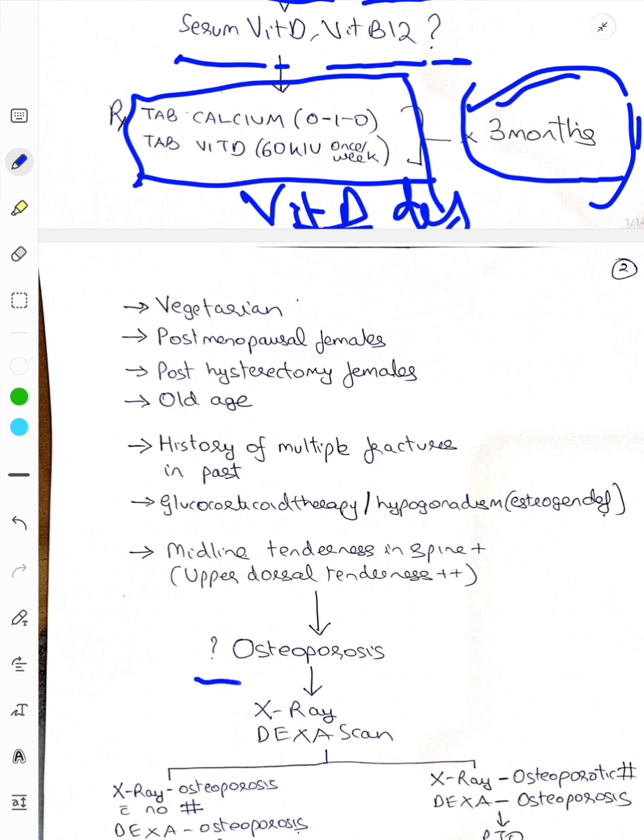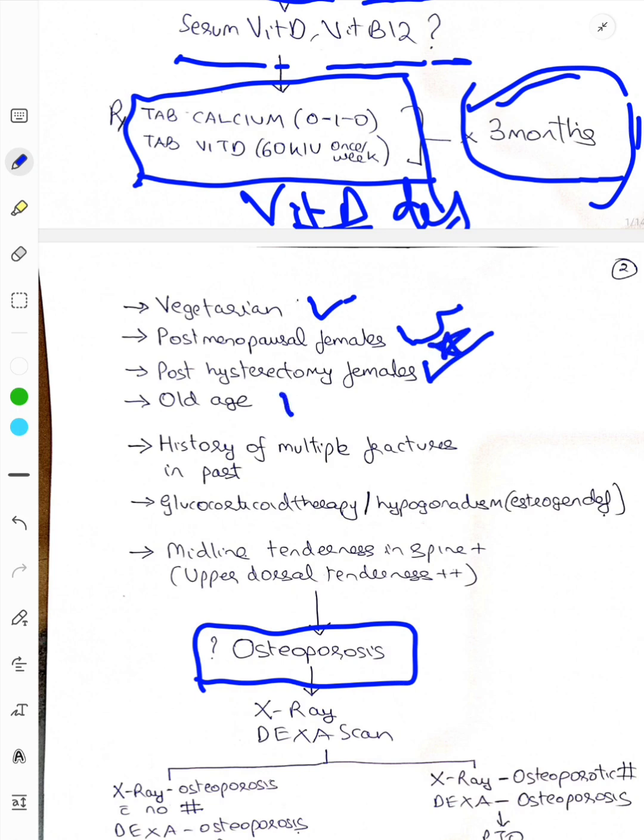The next case we are going to discuss is the case of osteoporosis. So whenever the patient has a vegetarian diet, is a postmenopausal female, a post-hysterectomy female, very significant, old age, and the most significant finding in the history which clinches the diagnosis of osteoporosis is the history of multiple fractures in the past.